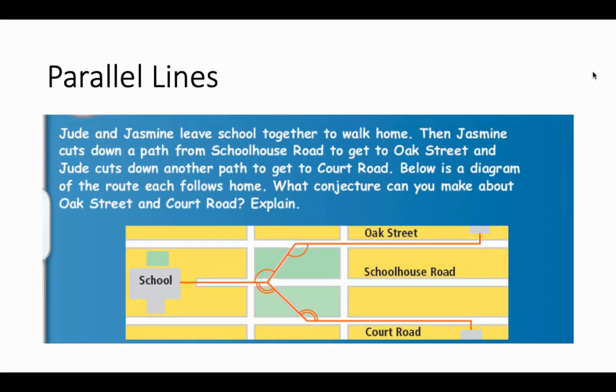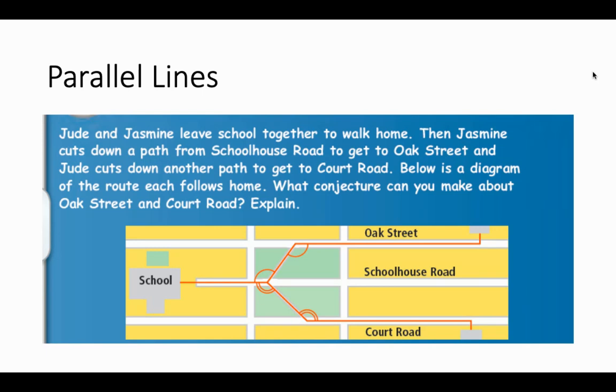So we start with an opening exercise. Jude and Jasmine leave school together to walk home. Then Jasmine cuts down a path from Schoolhouse Road to get to Oak Street, and Jude cuts down another path to get to Court Road. Below is a diagram of the route each follows home. What conjecture can you make about Oak Street and Court Road?